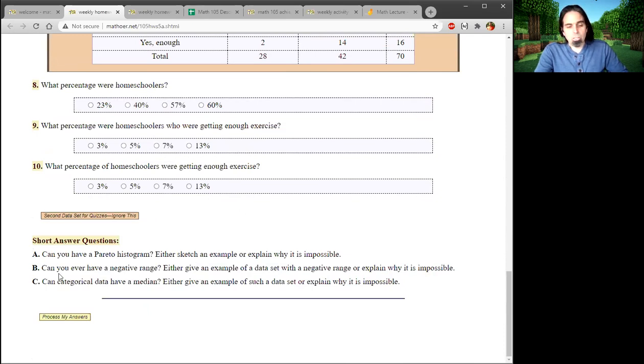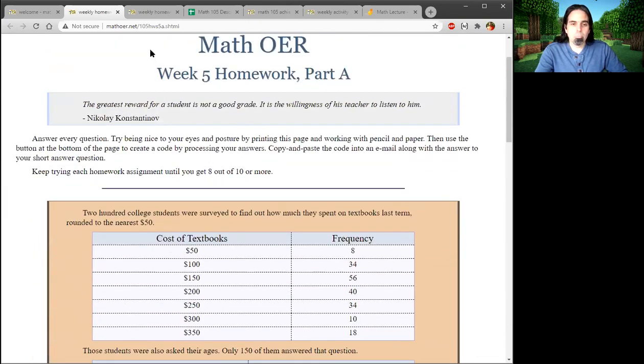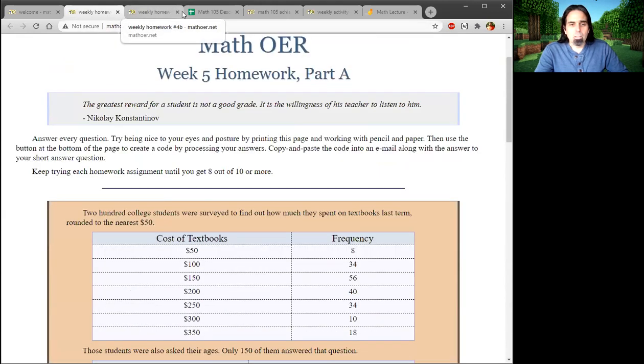Then your short answer questions are kind of, can something happen? So it should be very similar to 4A, just not as cute. For, why did that load? 4B.